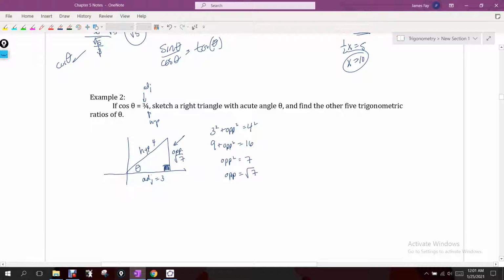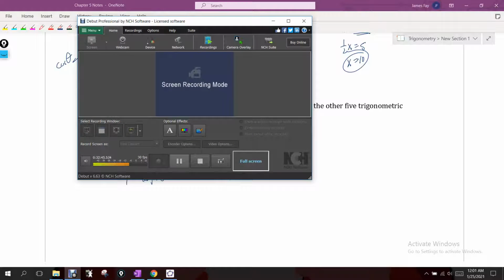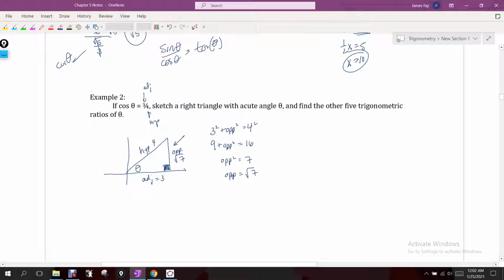So now if I want to find the other trig ratios, if that's the value for the opposite side, when we go sine of theta, it's going to be opposite over hypotenuse, so root 7 over 4. Cosine we already know. Cosine of theta was 3/4. Tangent of theta, you can do one of two ways. You can either divide these two by one another, so sine over cosine, and you get radical 7 over 3, or you can come over here and do opposite over adjacent, and you still get radical 7 over 3.